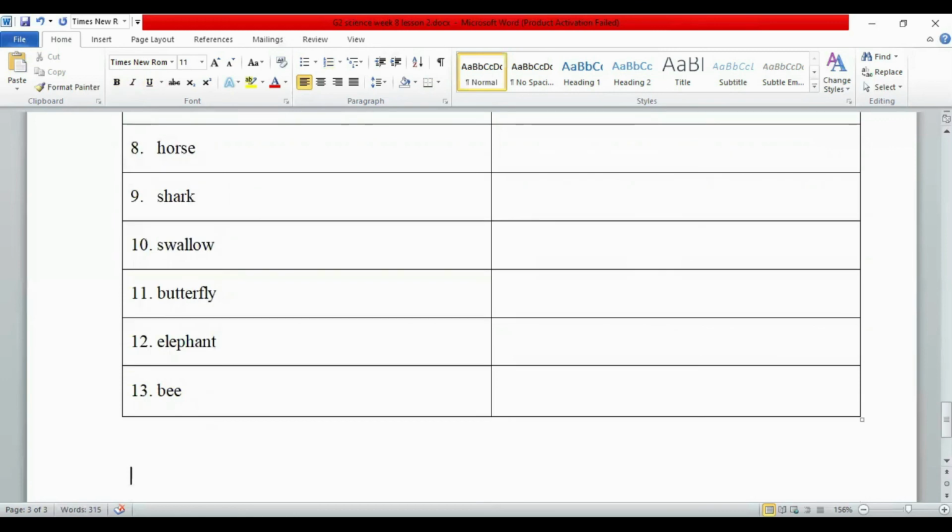So this worksheet is very easy. You have done this worksheet many times. So I hope there must not be any problem.